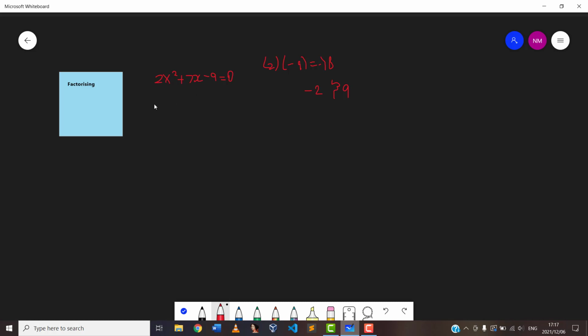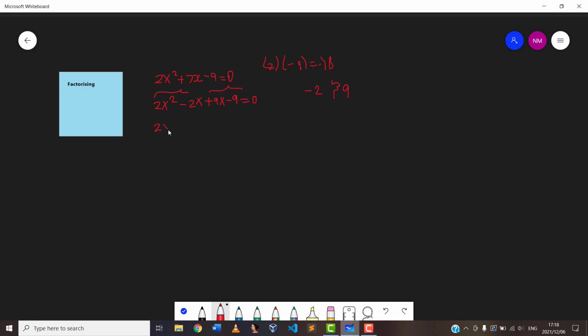So now we can just re-express this as 2x squared minus 2x plus 9x minus 9 equals 0. This still simplifies to give 7x, so we haven't really changed anything. Now we just further factorize this. It's put in a much easier to factorize form. So take out the common factors between these two terms and these two terms.